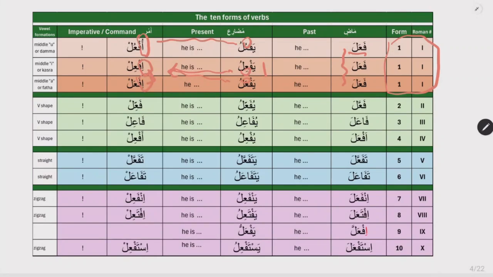Now why I'm showing you this feature is that in the fourth form, this one here, you notice it's got an alif prefix, okay? And then when you change it from past tense to present tense, you notice the ya takes a dhamma. So this is the one feature that's different.